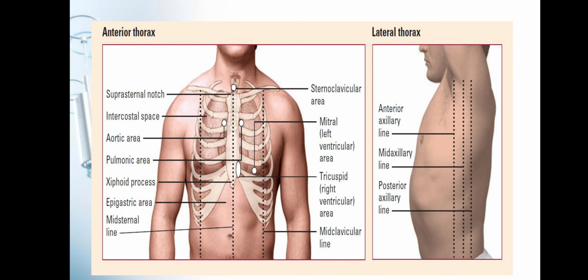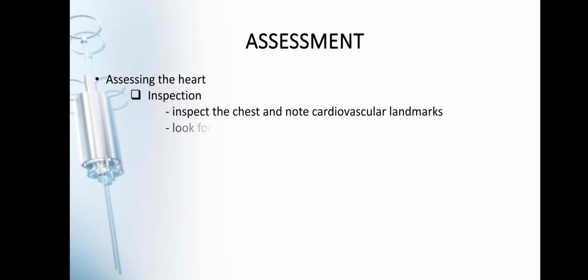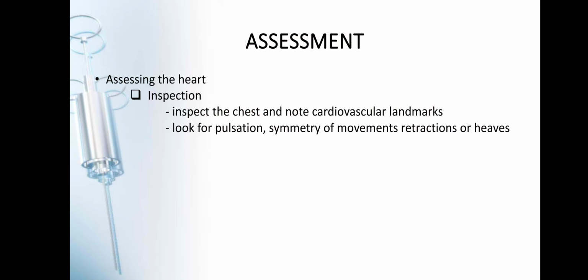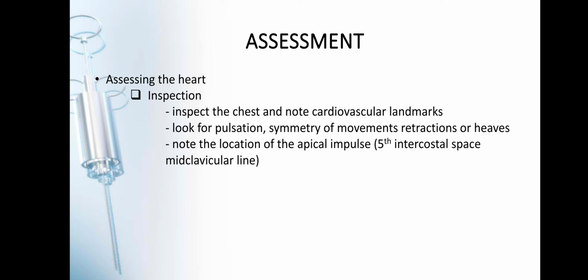Okay, so yan po yung mga specific na areas that you need to note, and then you listen for the sound. Okay, so pero inspection pa lang yun, no? So look for pulsations, symmetry of movements, or retraction or heaves. Note the location of the apical impulse. Okay, yung ating apical pulse, it is usually observed, or na-appreciate siya sa ating fifth intercostal space or mid-clavicular line. Kung dito sa mga babae, madali siyang malocate. Just below the breast of your patient, doon mo ma-appreciate yung ating apical pulse on the left part, no?